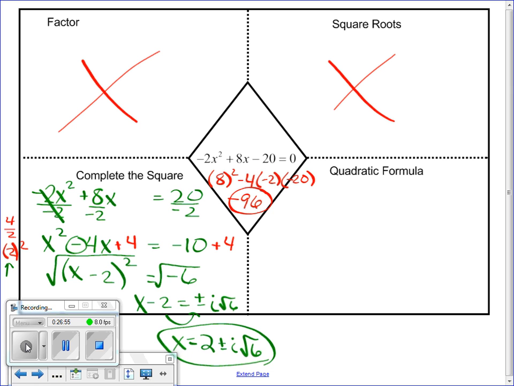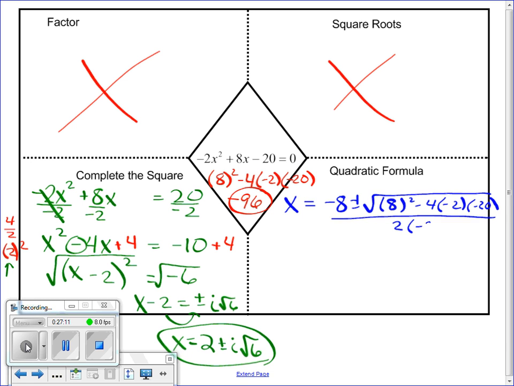All right, quadratic formula. So x equals negative b, negative 8, plus or minus square root b squared minus 4 times a times c, which we already know all of that, right? All over 2 times a. So we get negative 8 plus or minus radical negative 96 all over negative 4. How did you simplify your radical?